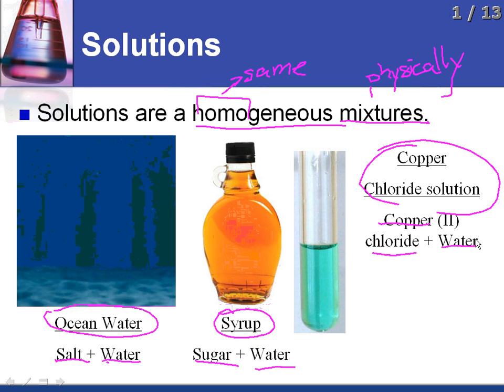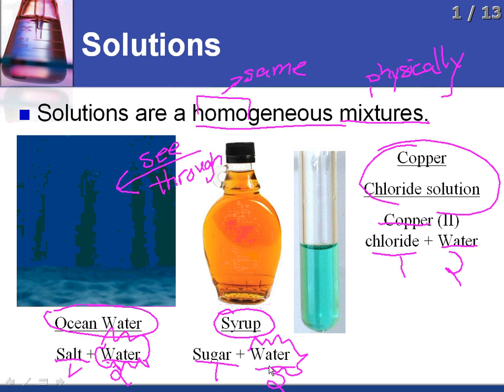Things to notice that's common. They all are see-through or transparent. Because remember, they're homogeneous, meaning they're uniform throughout, so typically you can see through a solution. They all have two parts. Solutions always have two parts to them, and one of the parts is very commonly water. Usually, most times when you have a solution, one of the parts is water.